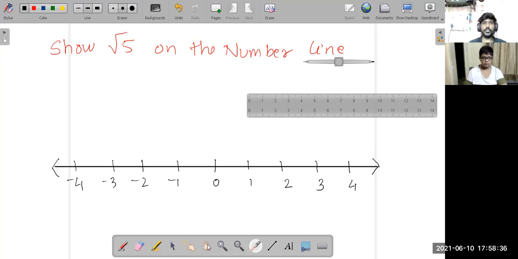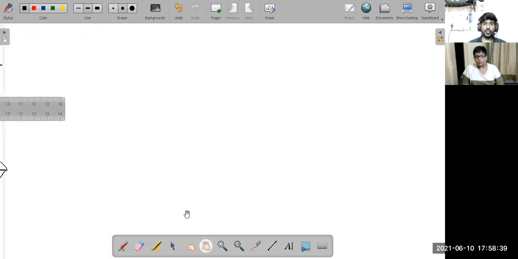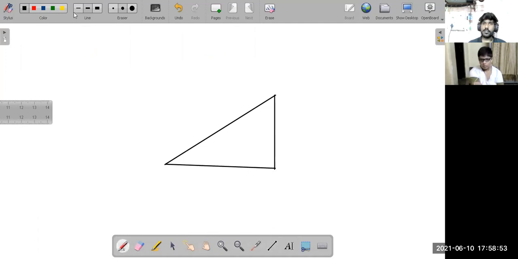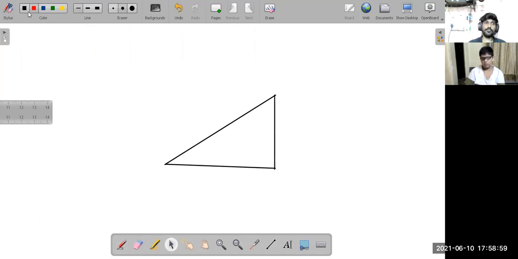Now, before we actually start drawing, you have to think a little bit. Which number has to be shown on the number line? Root of 5. So that means if you draw a right angled triangle ABC, which side is the hypotenuse? AC is the hypotenuse. So the hypotenuse should be of length root of 5.